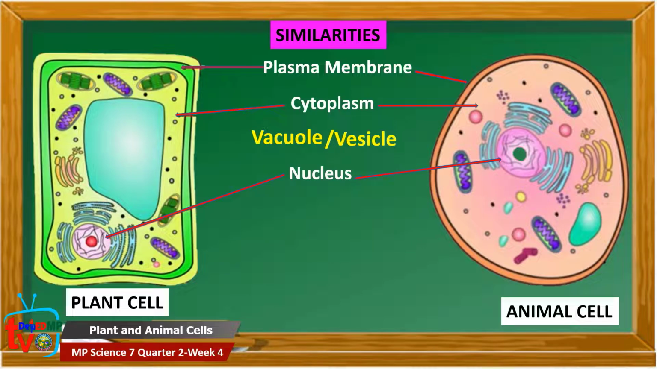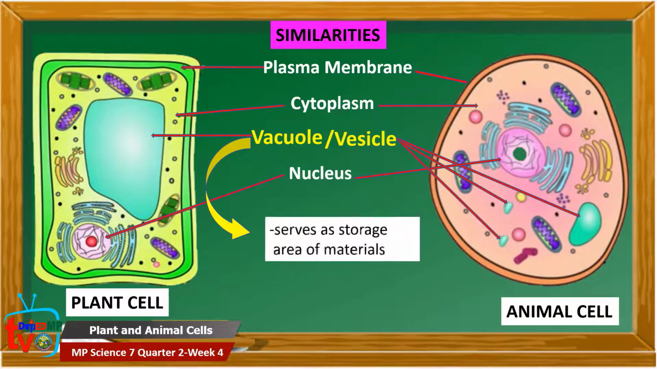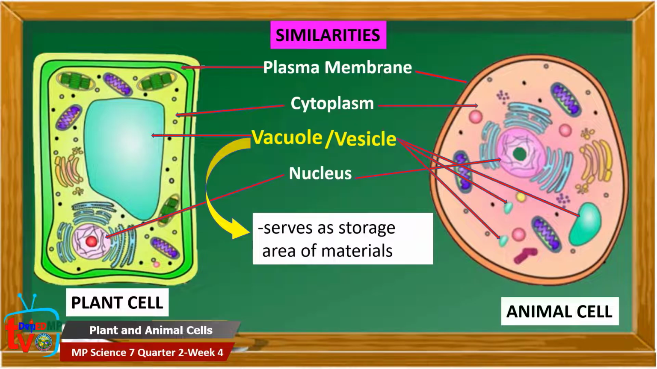Vacuole. This serves as a storage area of materials. However, animal cells have many small vacuoles called vesicles. Meanwhile, plant cells have a very large vacuole that plays a role in storing nutrients and increasing cell size during growth. Some contain poisonous substances. Vacuoles store water, thereby maintaining rigidity for the crisp appearance of fresh vegetables.